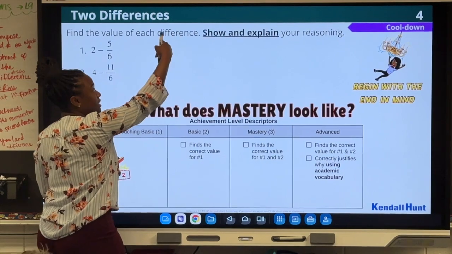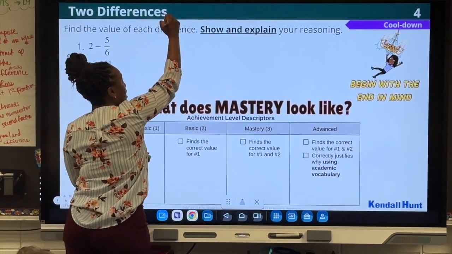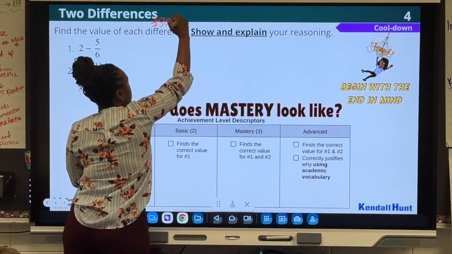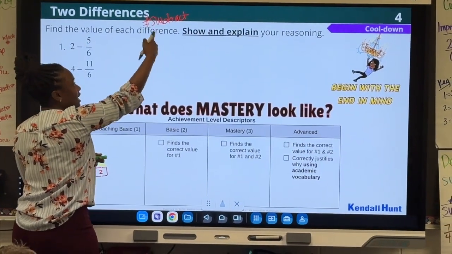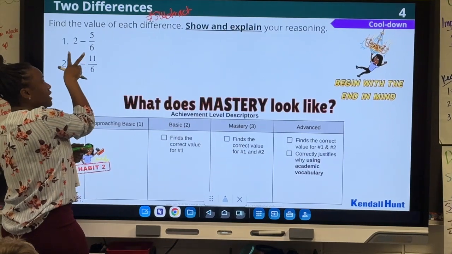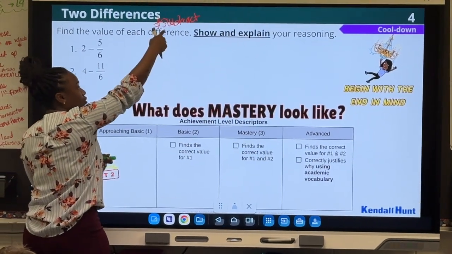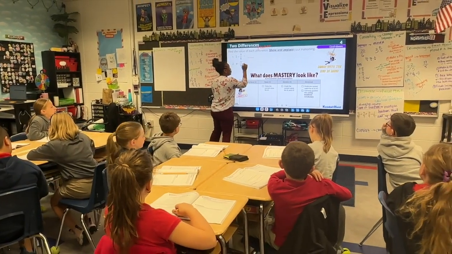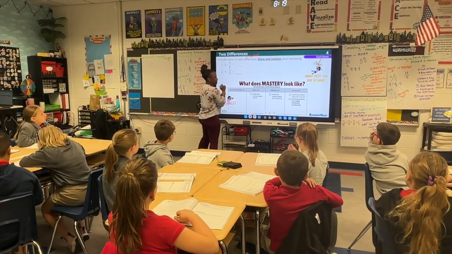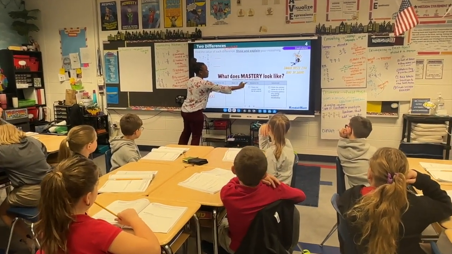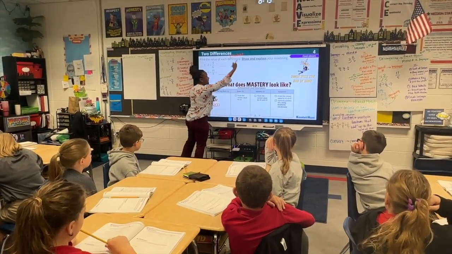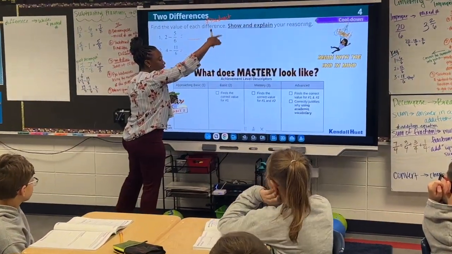Bingo. So anytime I see that word difference, what am I going to do? Hashtag subtract. I know in order to find the difference between these two digits, I have to hashtag subtract in an equation. So I'm looking for you to find the difference. If you look, mastery just says find the correct value, which means the difference for number 1 and number 2.